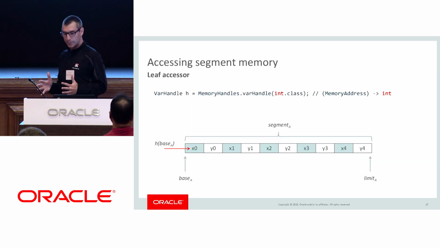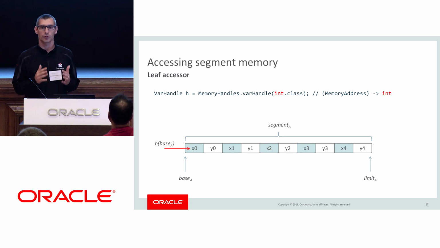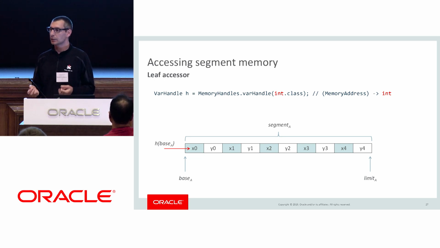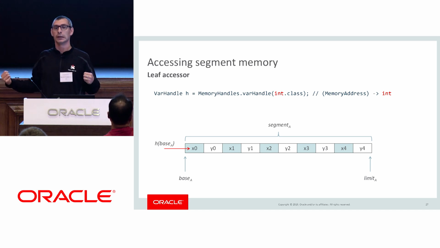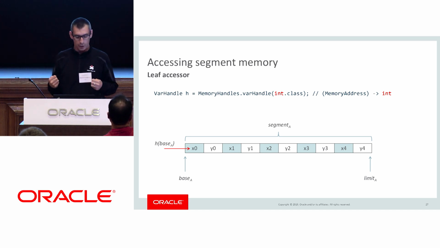So as I said, first step, obtain a VarHandle with some carrier. The way you do that, you call MemoryHandles.varHandle, and you pass the carrier type that you want. So if I pass in int.class, I'm essentially creating a VarHandle that reads the contents of memory in 4 bytes, and gives me a Java int, for example. So if I pass the base address, I'm going to get x0, viewed as a Java int.